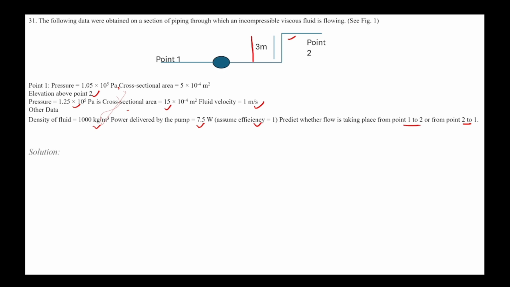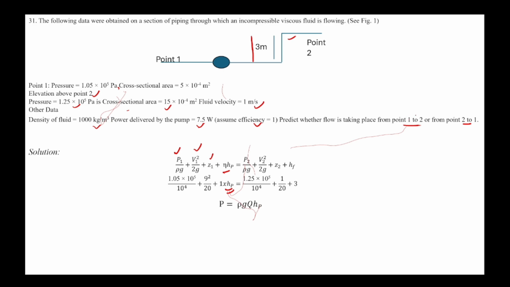Very first thing, you will apply the Bernoulli's equation for the real fluid. This is pressure head, this is velocity head, this is potential head, and this is pump head. Putting all the values, we have to predict whether flow is going from 1 to 2 or 2 to 1. But we don't have the pump head here. We need to find the pump head to find out whether the flow is taking place from point 1 to 2 or 2 to 1.